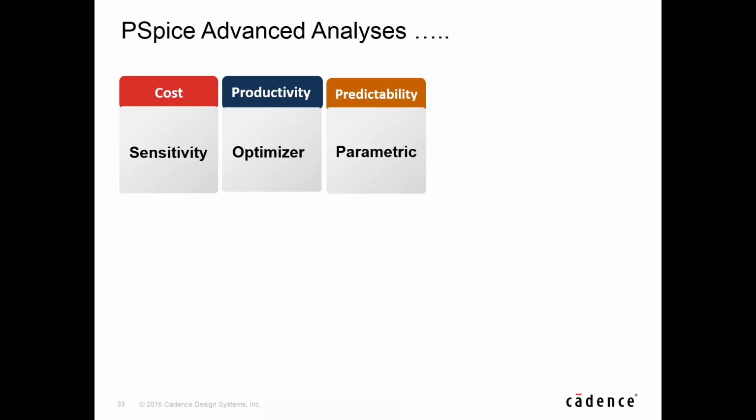Predictability in terms of parametric analysis. Parametric analysis allows you to control sweeping parameters for every component and every parameter of the design, and do thousands of simulation runs to see if there are any strange or unique corner cases that you need to be aware of.